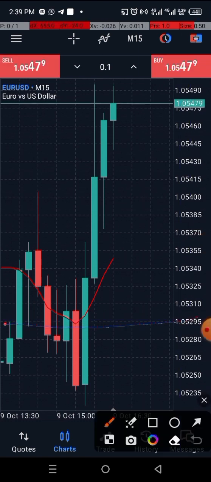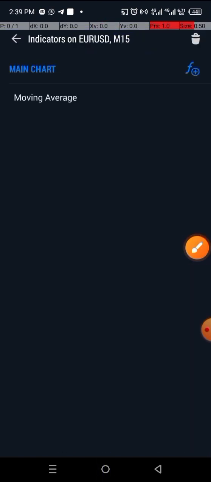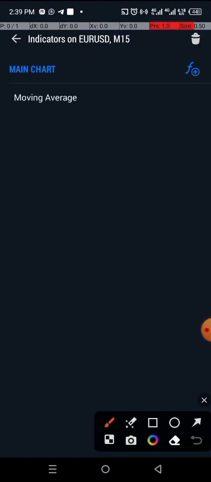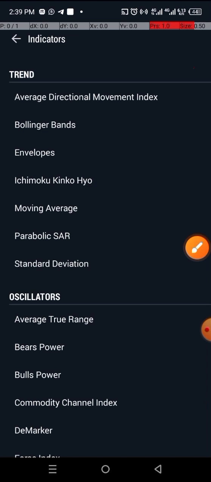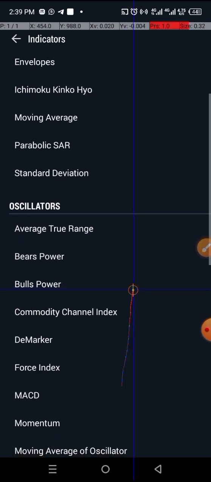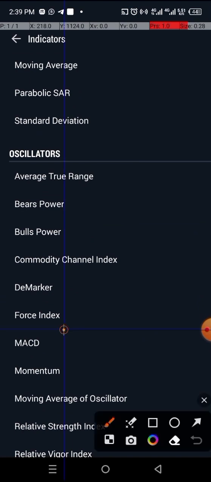It will be somewhere down. I still come to my indicator area. I click on it. I come to indicator here. I click on this F plus. When I click on this F plus, this time around, let me select an indicator down here, like oscillators, because they don't appear directly on the chart, like this one, MACD.